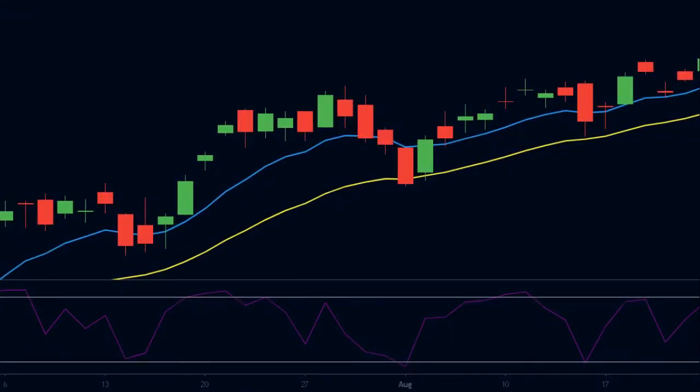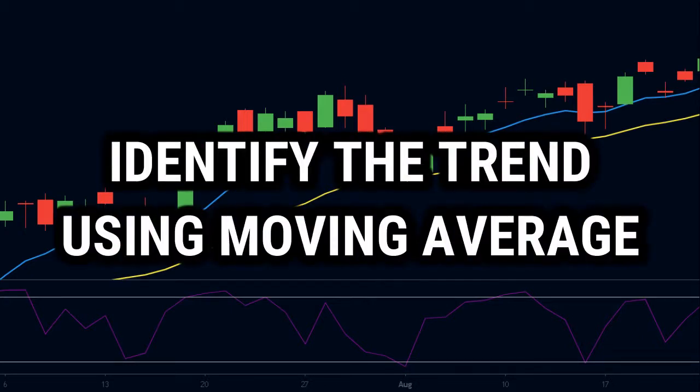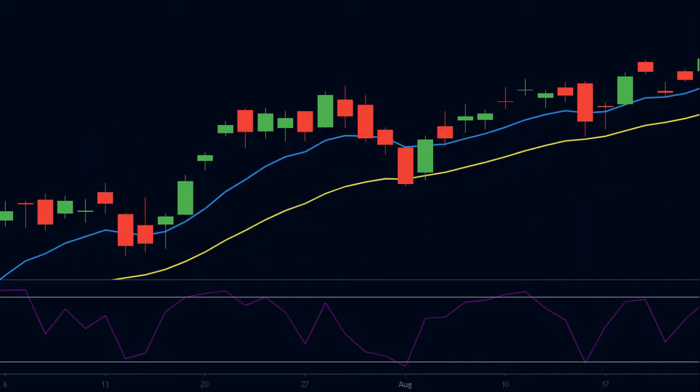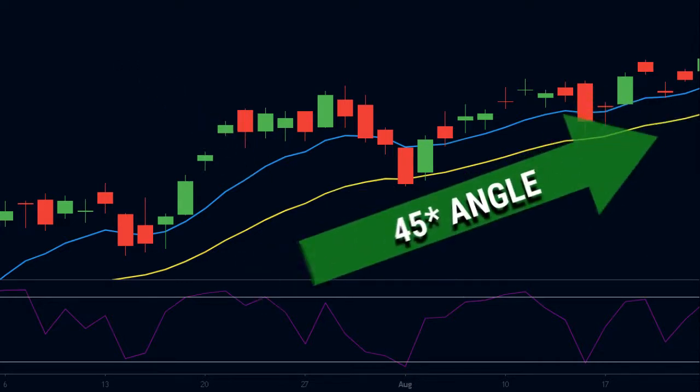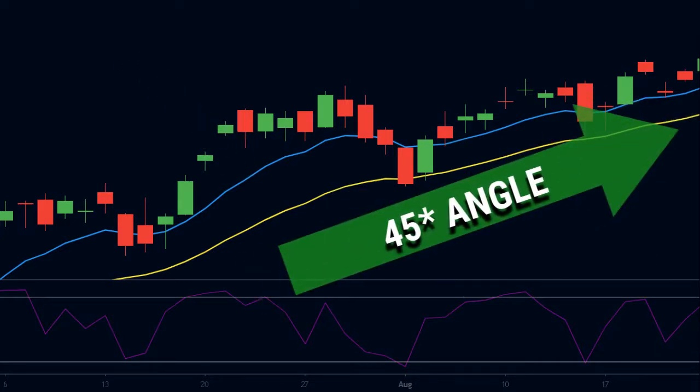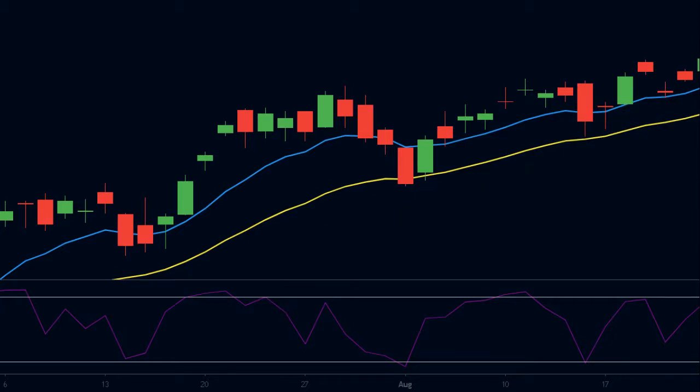For a long entry, we want to see the price in an uptrend. Let us identify the trend using the EMA. Firstly, we can see that the 9-period EMA is above the 21-period EMA, and both the moving averages are sloped upwards. This indicates that the trend is upwards. Both of these points indicate that there is a strong uptrend.